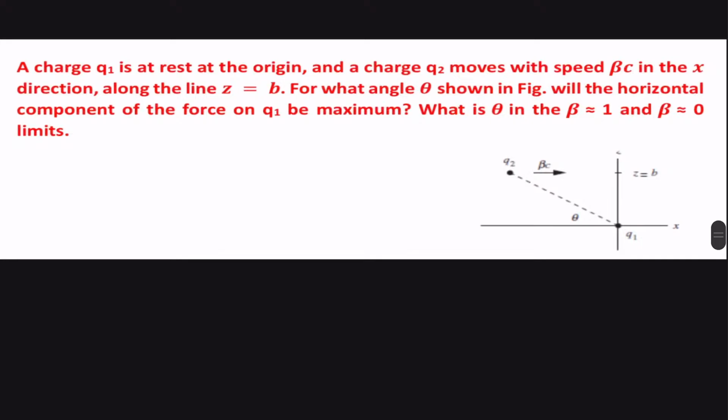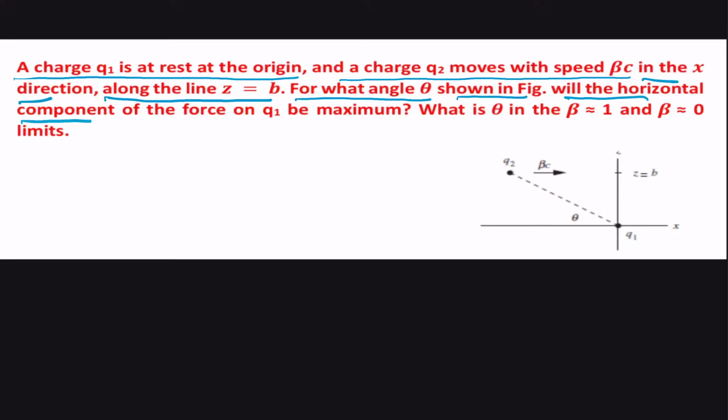In this case it is given a charge Q1 is at rest at the origin and a charge Q2 moves with a speed beta times c in the x direction along z is equal to b. For what value of theta shown in the figure will the horizontal component of the force on Q1 be maximum? What is the theta when beta is approximately 1, and when beta is approximately 0? That's their limits. That is quite easy.